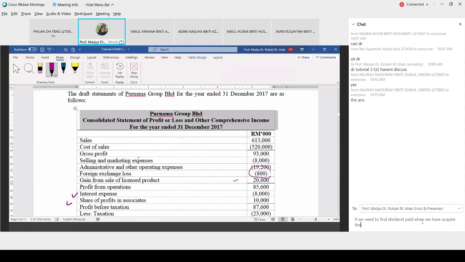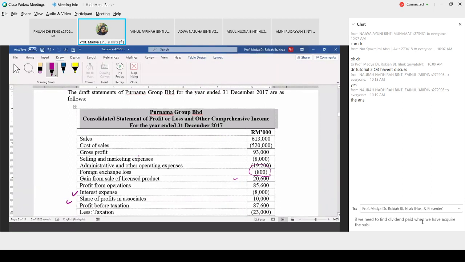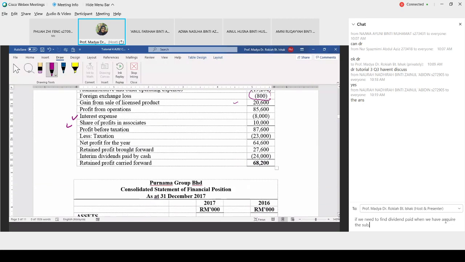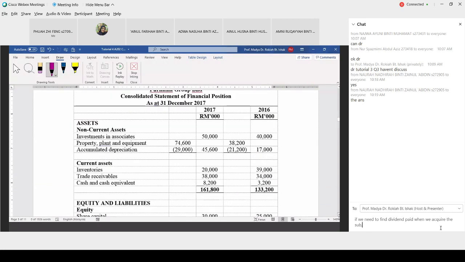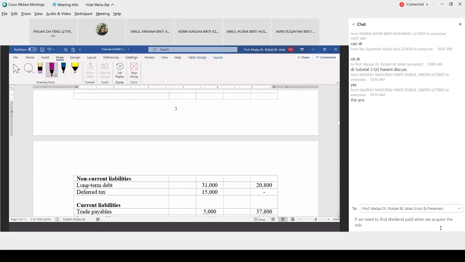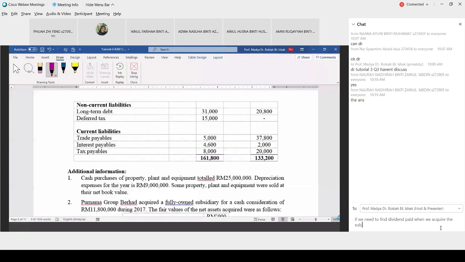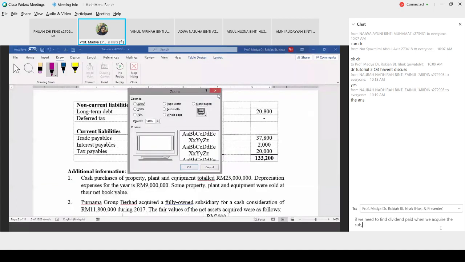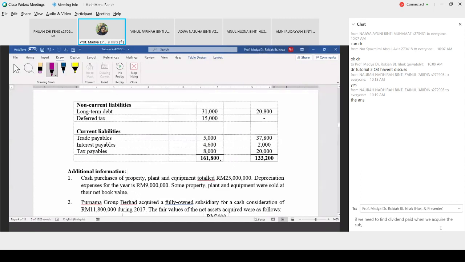Okay, for the additional information, the cash purchase of PPE is total 25 here. Depreciation expense is 9. For those who asked the question, I cannot remember who it was. Can you put it in the chat box? Later on, I'm going to answer your questions here, while I'm discussing question 2.